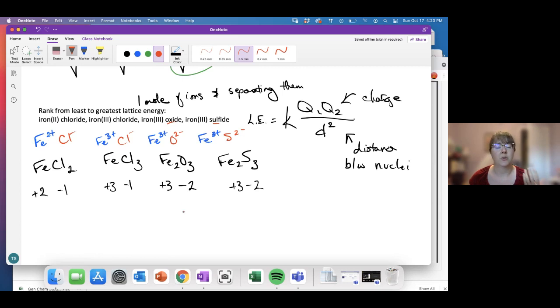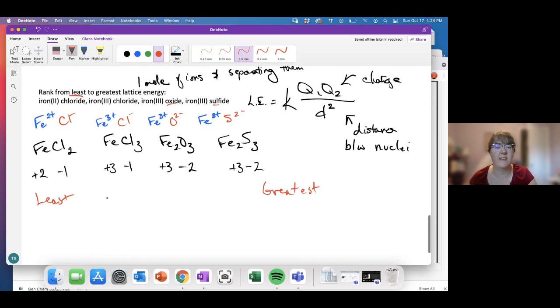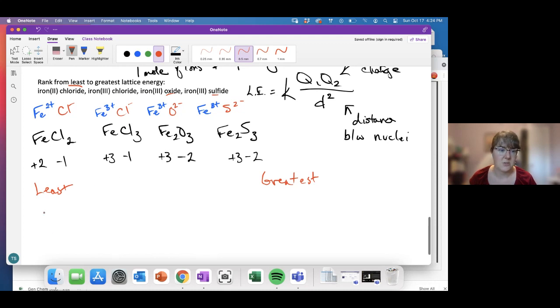The other thing with this is that the greater the charges, the greater the attraction between them. So if I'm looking for least to greatest, I'm going to start off by putting the lowest charges as having the lowest lattice energy. So I can go ahead and put my iron 2 chloride down here, and then my iron 3 chloride here. And I do know right now that my iron 3 oxide and my iron 3 sulfide are somewhere in the greater set, but I don't know which one's which.